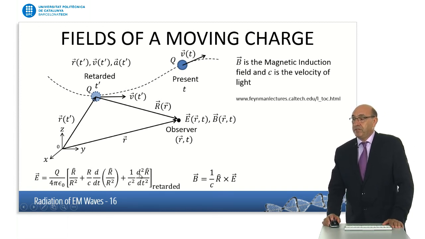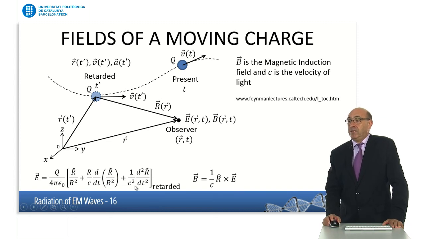But there's a third term here that depends on the speed of light, which is the second order derivative of the unit vector r, the unit vector in this direction. As the charge moves, this vector changes, because now it's pointing in this direction, and this point will be here.